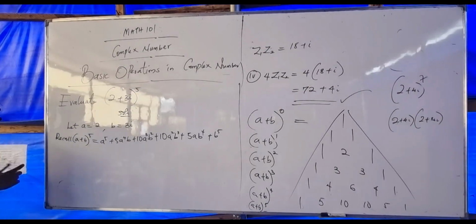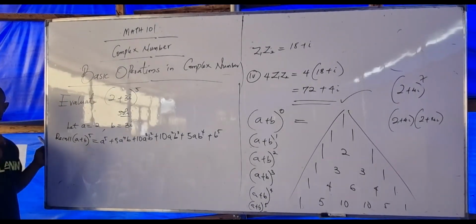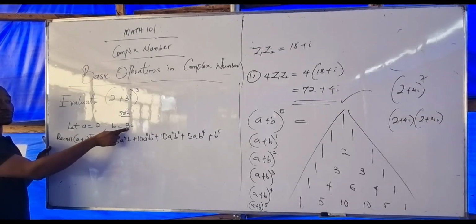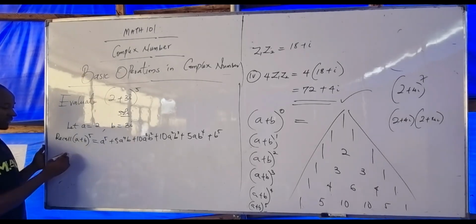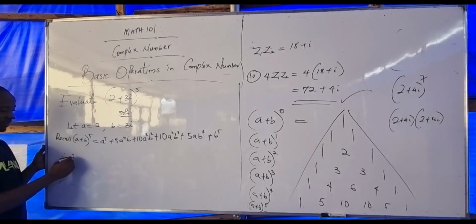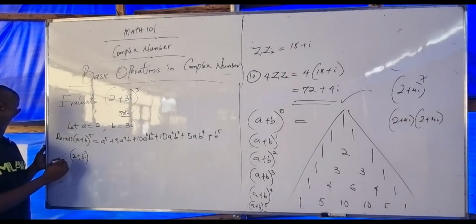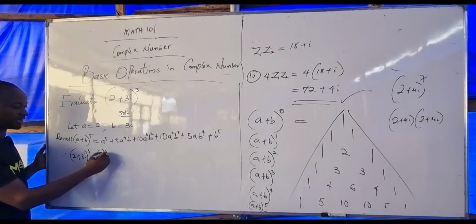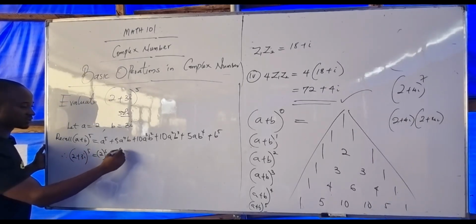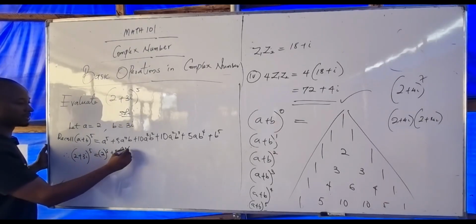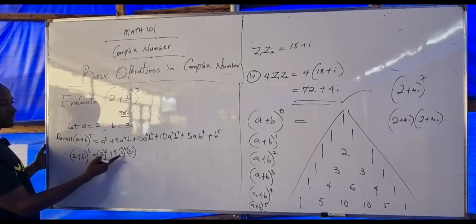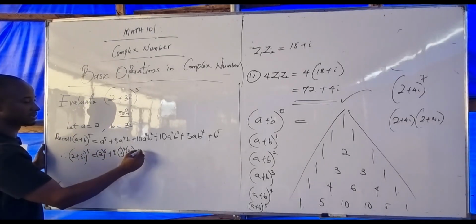Now, since we say A is 2, B is what? 3i. That means that anywhere we see A, we put 2. Then B, we put 3i. Now let's go. Therefore, what will be here is 2 plus 3i, right? Raised by 5 equals, what's that A? 2 raised by 5 plus what? 5 times 2 raised by 4. 3i raised by what? Nothing, right? Good.